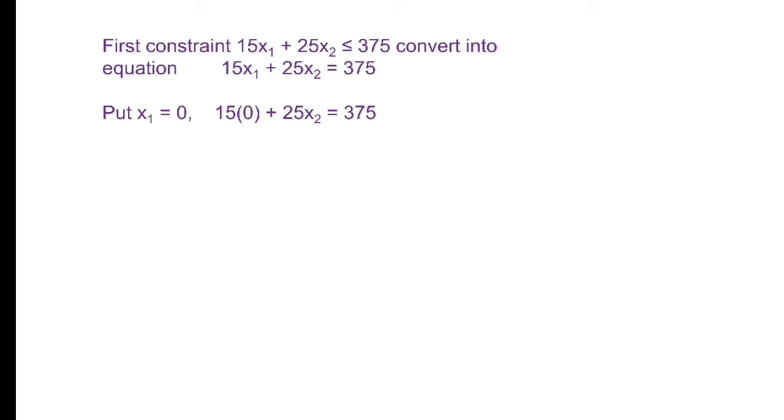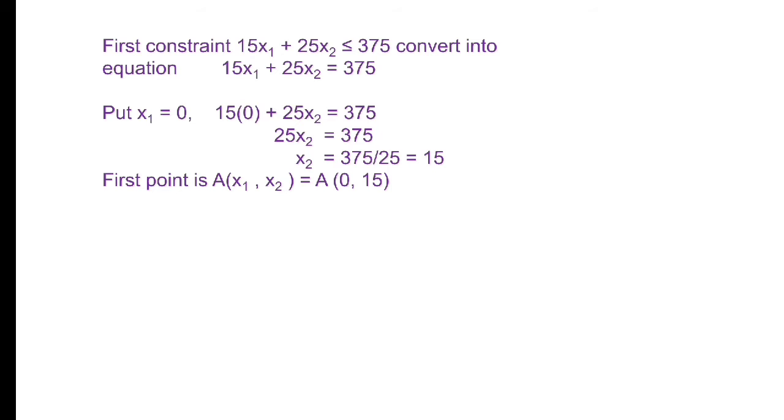Then the second variable we will put as 0, then we will get the first variable's value. That is the two ways we have to find out. So first, x1 equal to 0: 15 into 0 plus 25 into x2 equal to 375. It's 0 into anything is 0, so 25 x2 equal to 375. x2 equal to 375 divided by 25, we will get 15. So the first point will be A of x1 comma x2 equal to A of 0 comma 15.